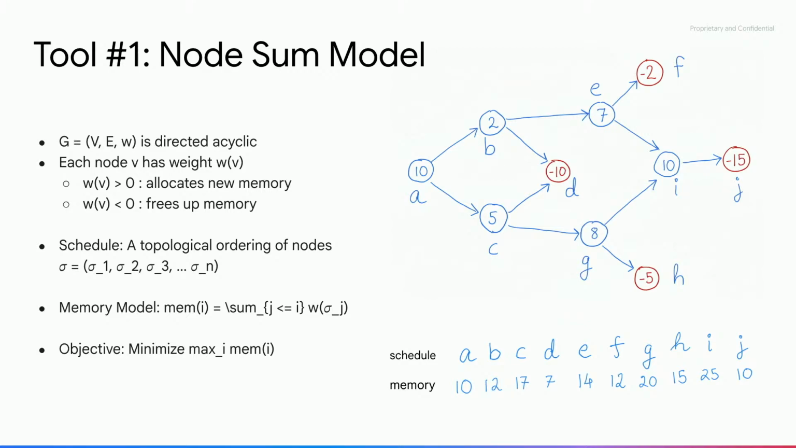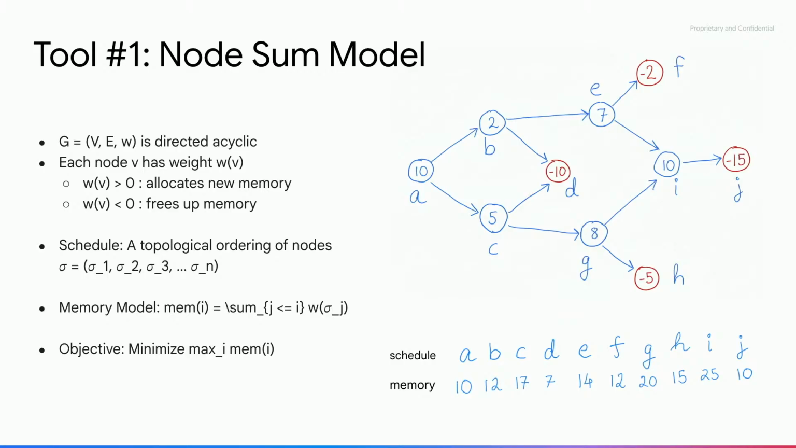So here's tool number 1. Tool number 1 is what we call the node sum model. I'm going to give you yet another memory model. The point is, this is more general than the pebbling games one. It's simultaneously much simpler to think about. Right? So I don't want to think about these nodes and their out neighbors and whether it's still being used or not. So here's a much simpler but more general model.